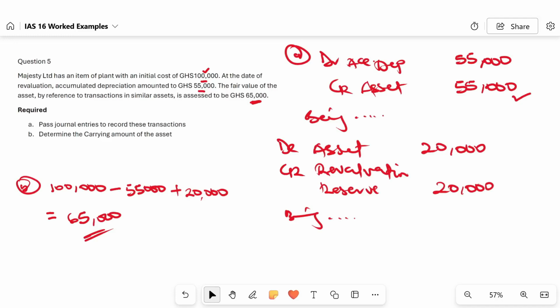I hope this tutorial helped you see how the principles we discussed earlier actually apply in exam questions. In the next tutorial session, we will account for revaluation gains and losses and depreciation of revalued assets.